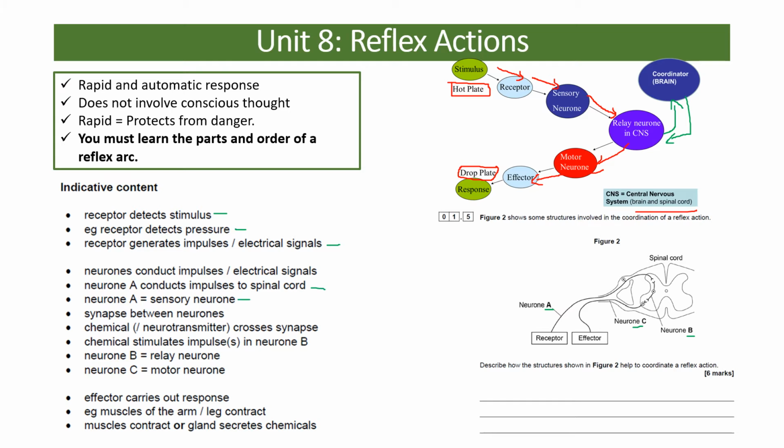You then need to talk somewhere about synapses and chemicals crossing the synapse. Then go through B, which you need to name as the relay neuron, and the motor neuron, neuron C. You then need to say that the effector causes the response, and that can be a muscle or a gland. So it shows you the importance of knowing that in detail.